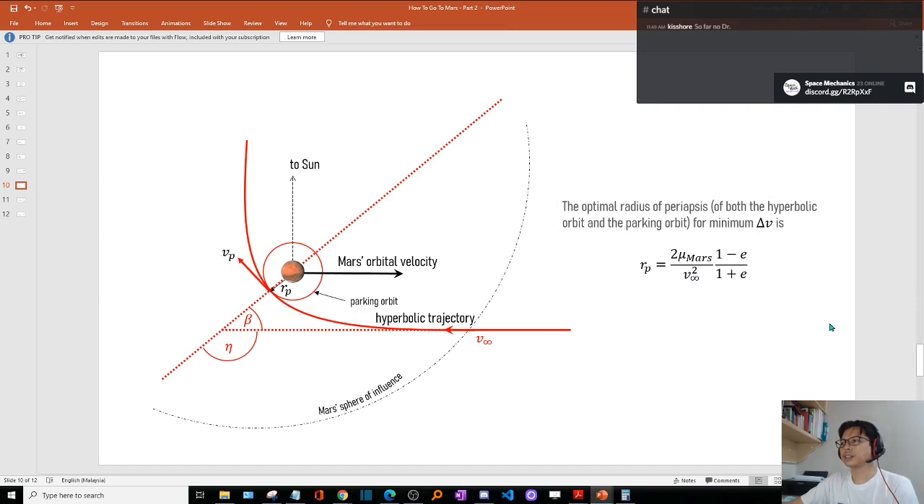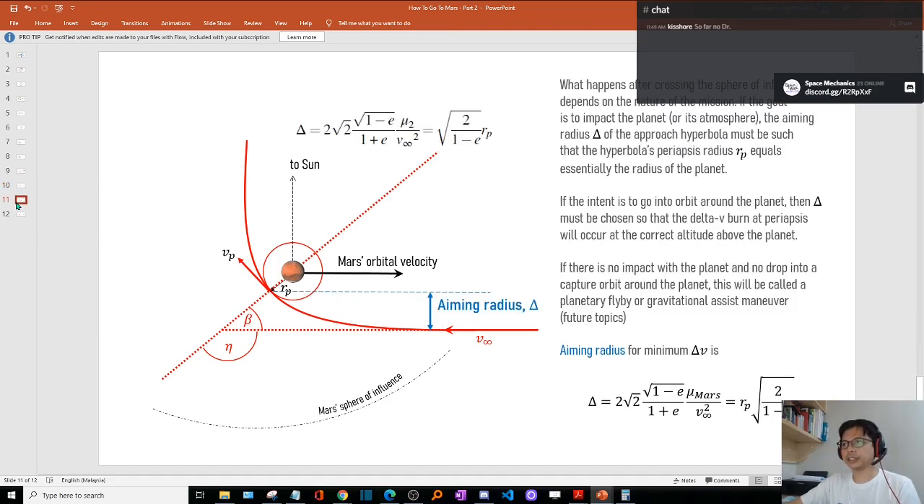Nice. So now you know where to. How far is it from Mars? You need to apply your delta V arrival. Next is the aiming radius. Like I said before, okay?